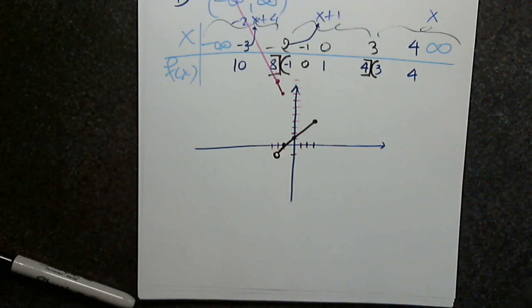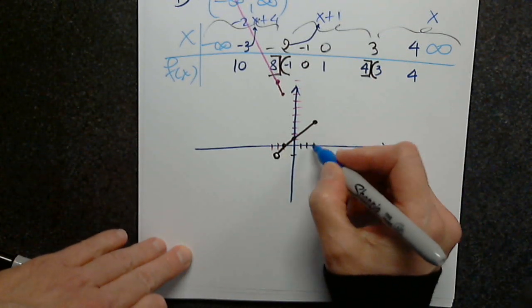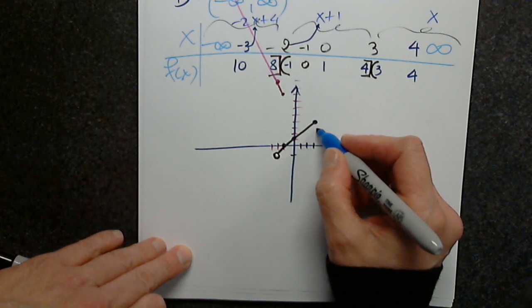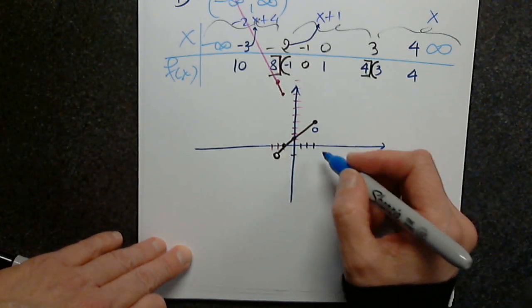Okay, perfect. Now on the other side, the last branch will have 3, 3. What type of point will be 3, 3? Open. And then 4, 4.